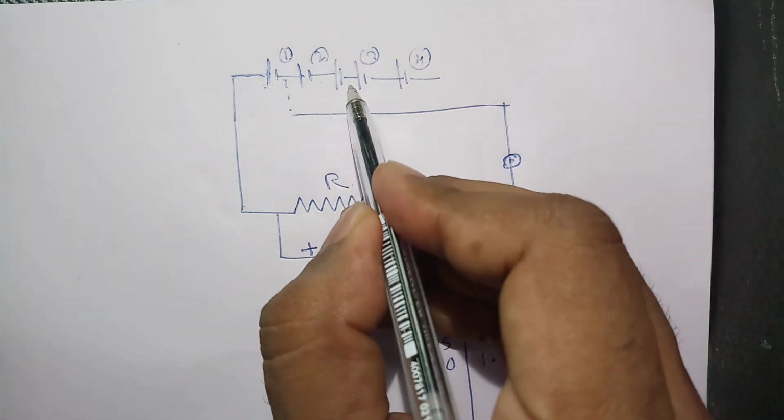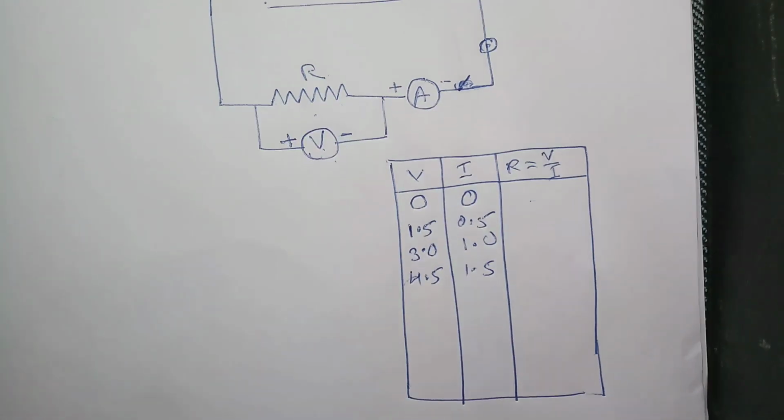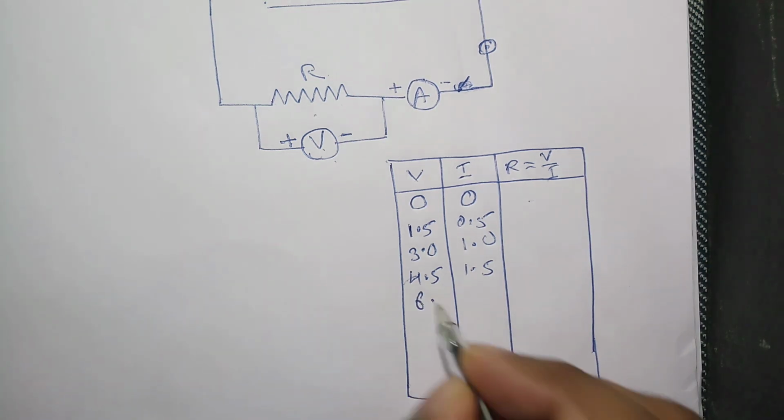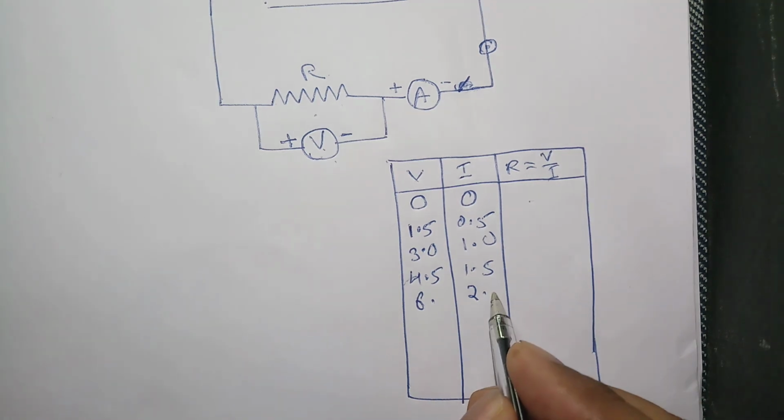Now if you connect the third cell also, the voltage here will be 4.5, and the current will become 1.5. Now if you connect one more cell, then it will become 6 volt, and here it will become 2 ampere.